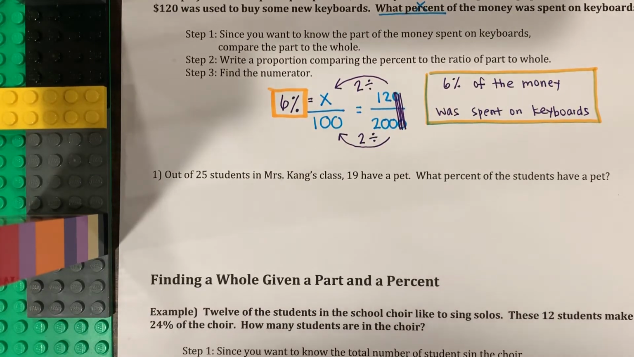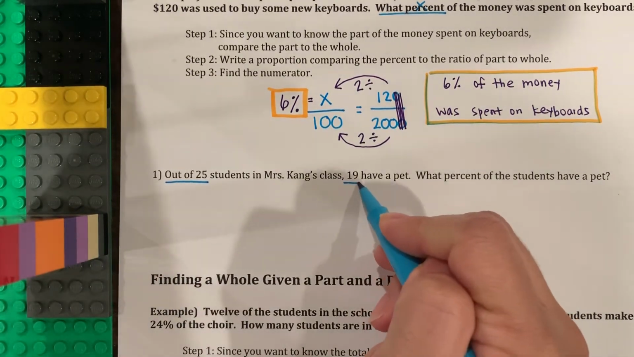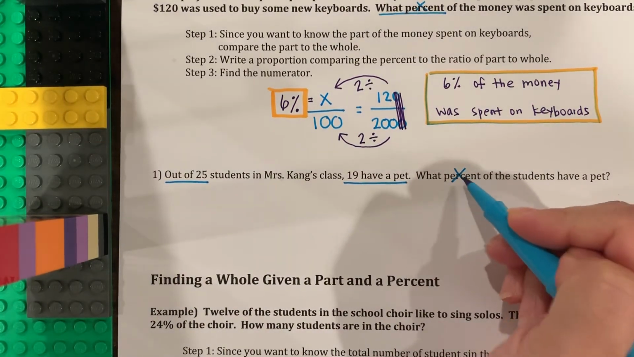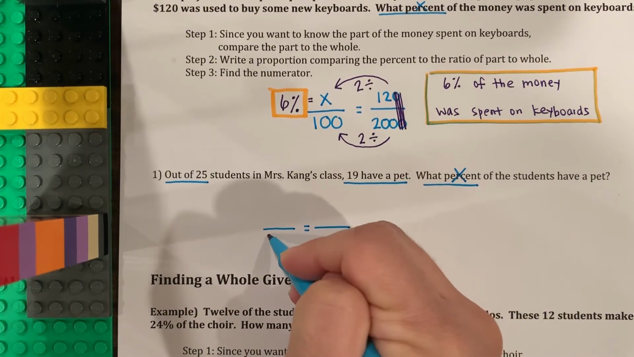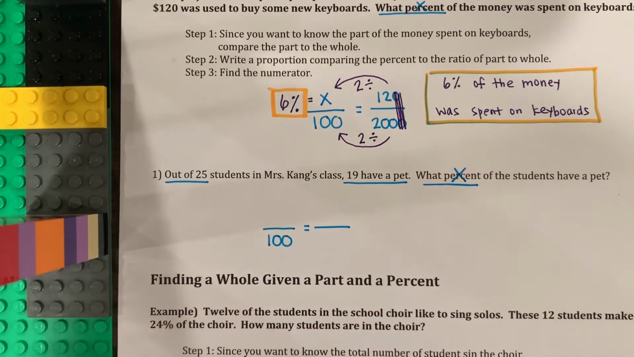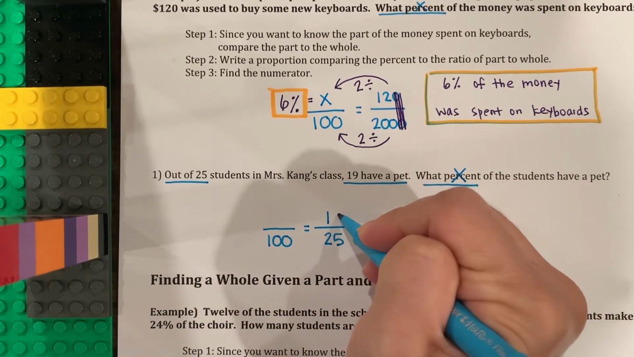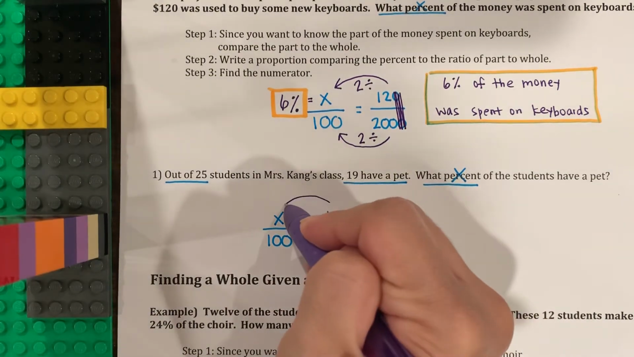Out of 25 students in Mrs. King's class, 19 have a pet. What percent of the students have a pet? So out of 25, that means that's the total. 19 have a pet. That's the part number. What percent? That's the question. So again, when you're setting up your percent proportion, 100 on the denominator. Out of 25, 25 was the total. 19 have a pet. So that fraction is 19 out of 25. What percent? X goes on the part percent.